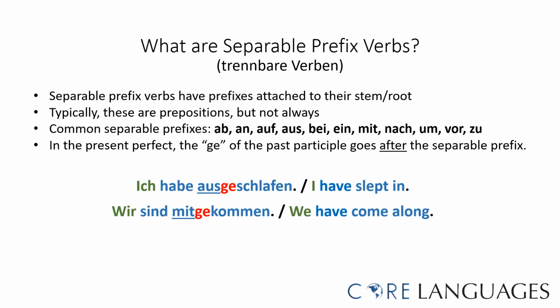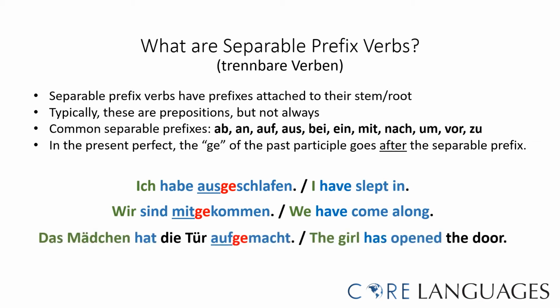Wir sind mitgekommen. We have come along. The verb is mitkommen, and the participle is mitgekommen. Das Mädchen hat die Tür aufgemacht. The girl has opened the door. The verb is aufmachen, and the participle is aufgemacht.